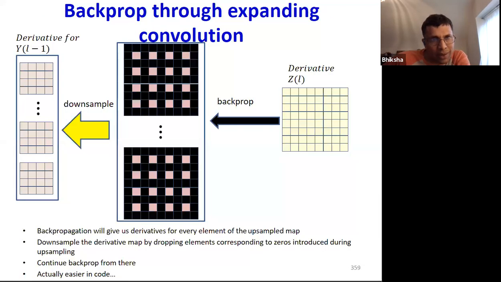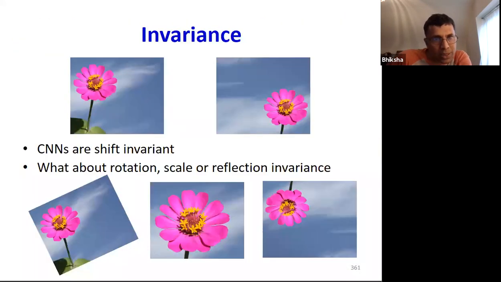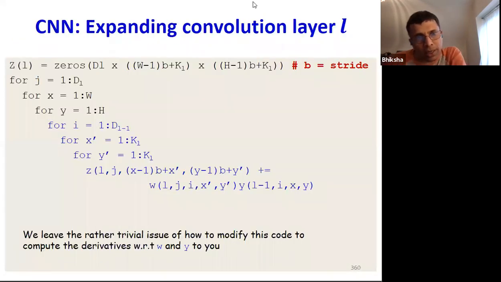So pseudocode again. And backprop for this is very straightforward. When you compute your backprop, you're going to get the derivatives for the upsampled map. And then you're going to have to downsample from this upsampled map to get back the derivatives for the previous layer activation maps. So this is the transpose convolution. So I'll stop right here.